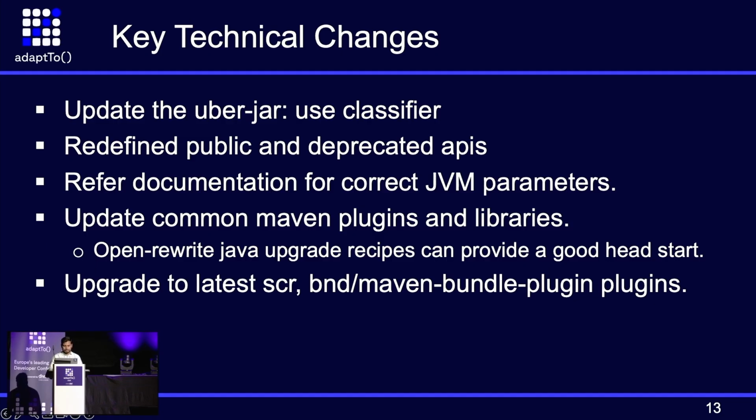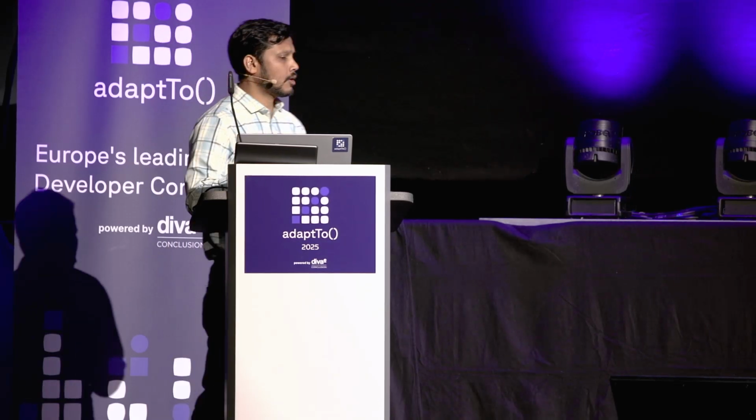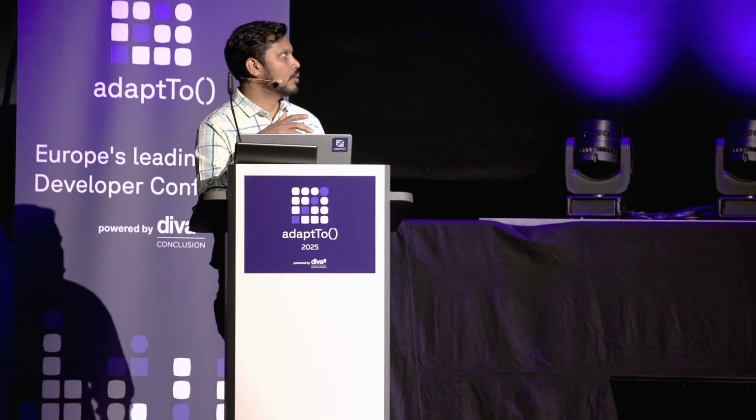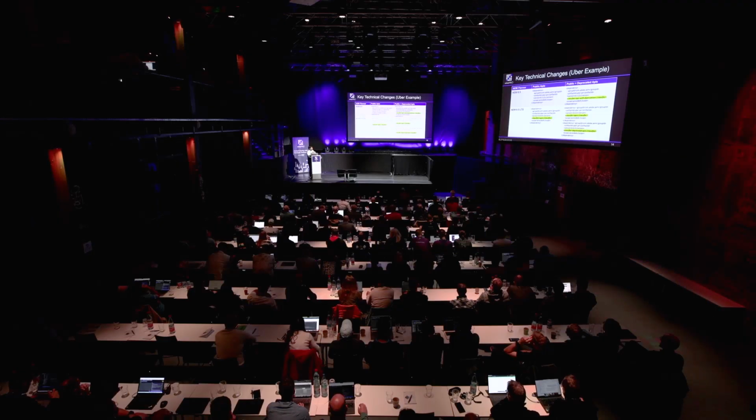Okay, so here are the examples for what got changed. As you can see in the public APIs column, for AEM 6.5 there was no classifier in uberjar, and for AEM 6.5 LTS you need to add this classifier. So make sure you add that. It's highlighted on the slide. In the public and deprecated APIs column, if your code was dependent on deprecated APIs, you just had to add this classifier, apis with deprecations.